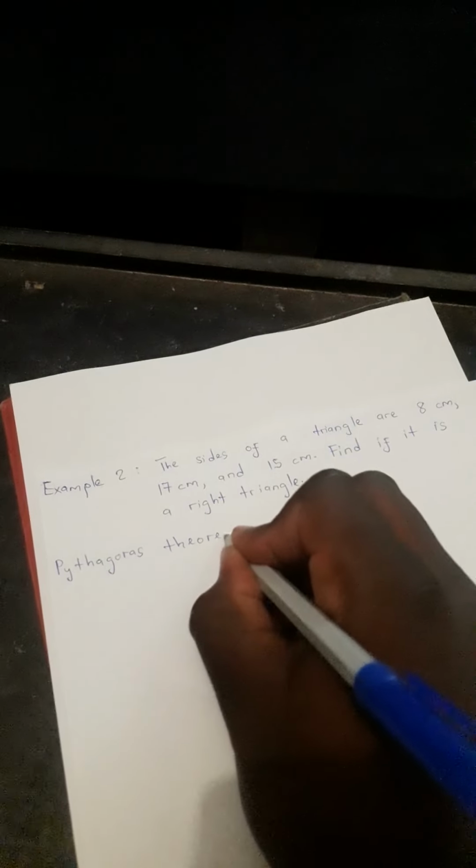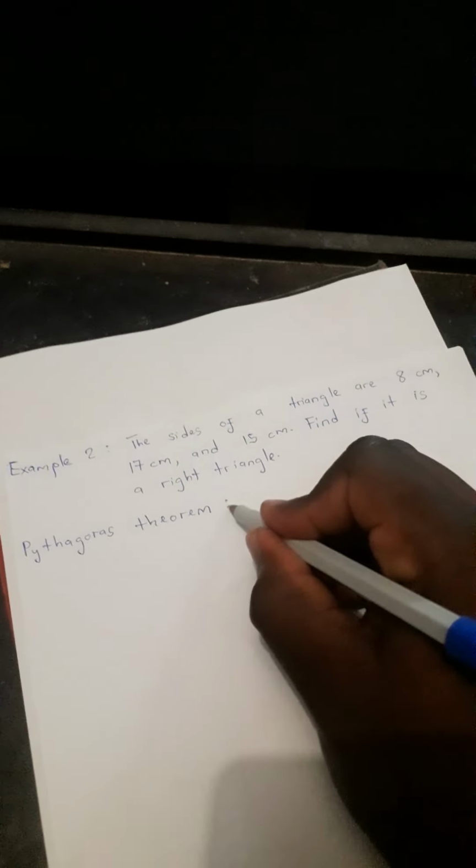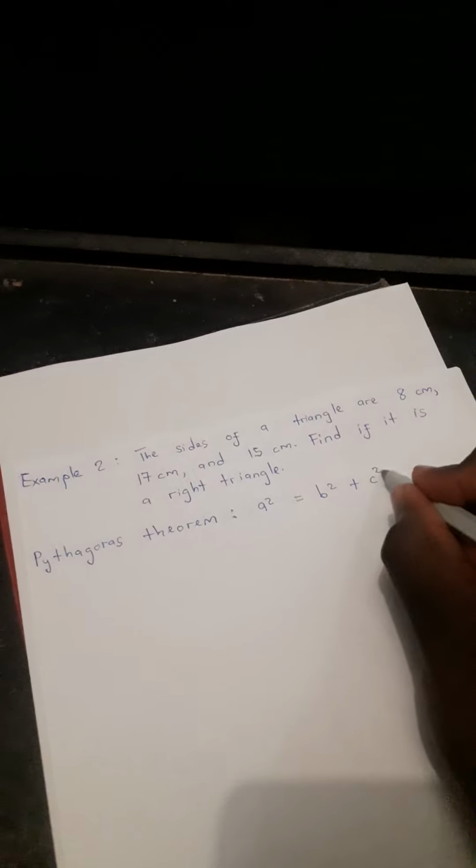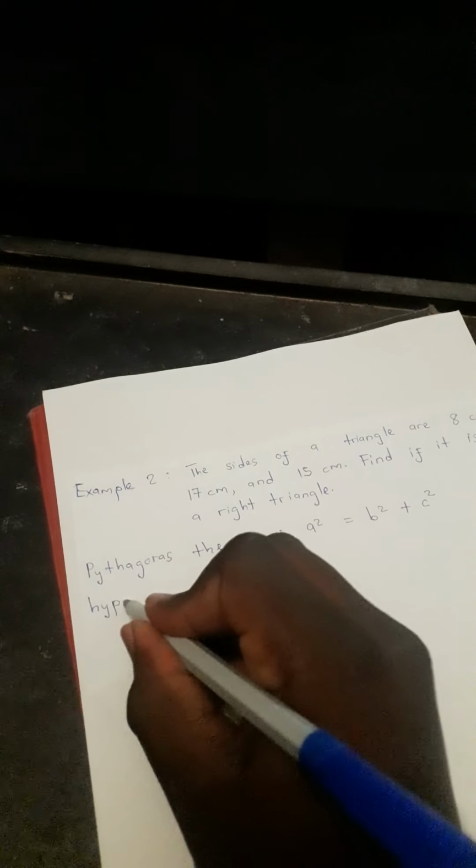So we are now on example number 2, and it reads: the sides of a triangle are 8 centimeters, 17 centimeters, and 15 centimeters. Find if it is a right triangle. Firstly, the moment we are tasked to find if it is a right triangle, we know we have to apply the Pythagoras theorem. The Pythagoras theorem is a squared being equal to b squared plus c squared. Now we have to determine what is our hypotenuse.